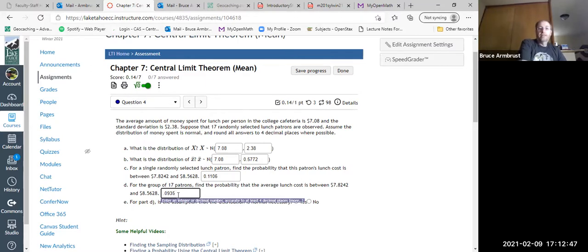Okay, so it's less likely that this group has their average lunch cost in the same interval, right? That's because if you look at this interval, 782 to 856, that's straying away from the mean. So those are already kind of unlikely numbers, and they're more unlikely once we go to the group.